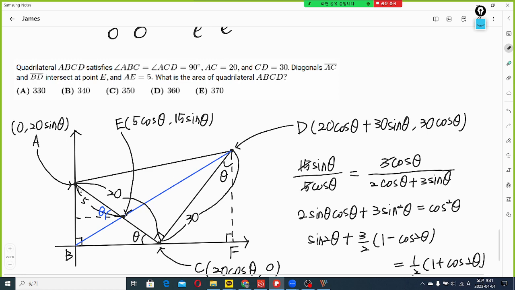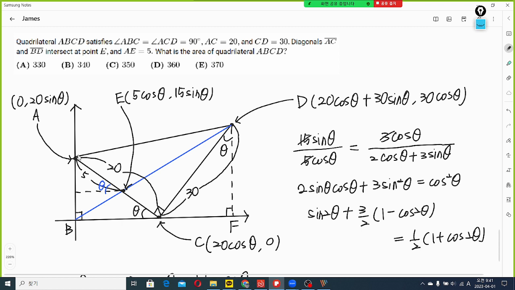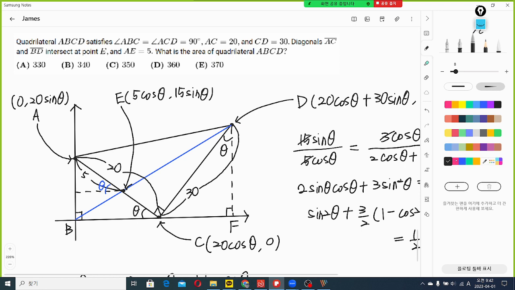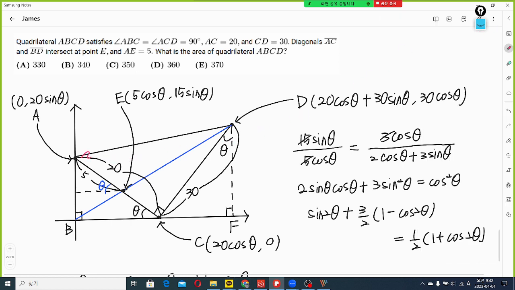So at first, we can find the area of ACD. What's the area of this red triangle? Because this is a right triangle, you can find the area. 300. 300 is for the triangle ACD.